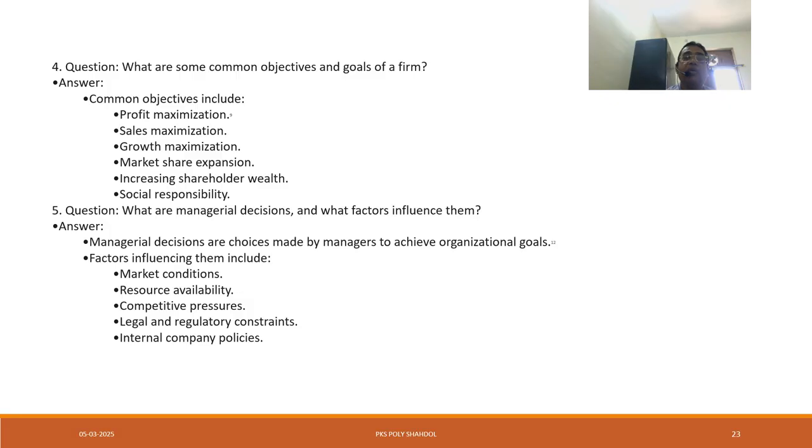Fourth question, what are some common objectives and goals of a firm? Common objectives include profit maximization, sales maximization, growth maximization, market share expansion, increasing shareholder wealth and social responsibility. Fifth question, what are managerial decisions and what factors influence them? Managerial decisions are choices made by managers to achieve organizational goals, and factors influencing them include market conditions, resource availability, competitive pressures, legal and regulatory constraints, and internal company policies.